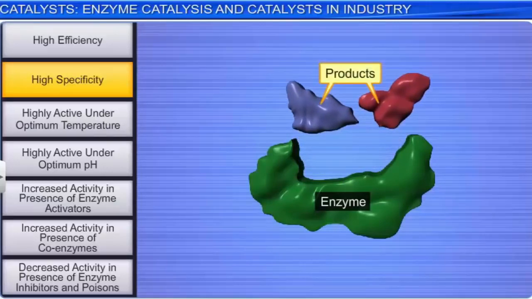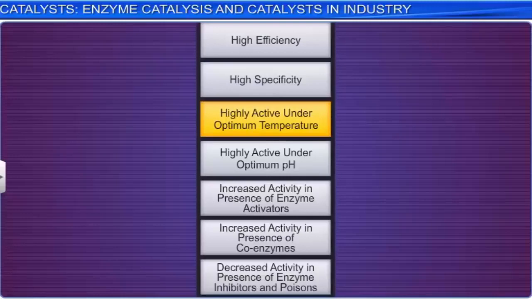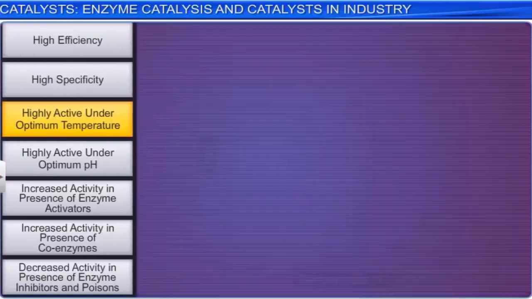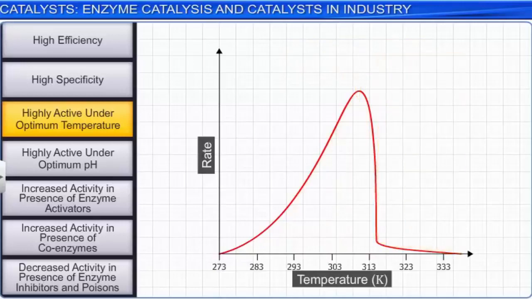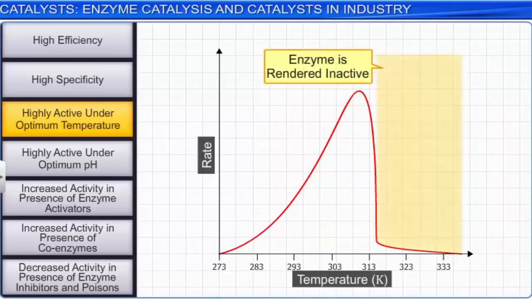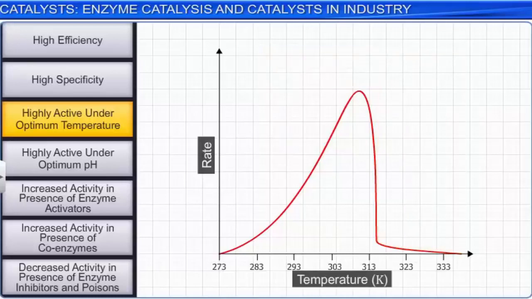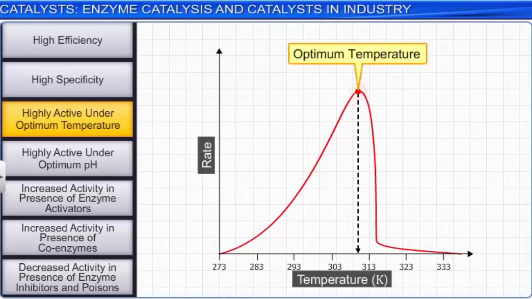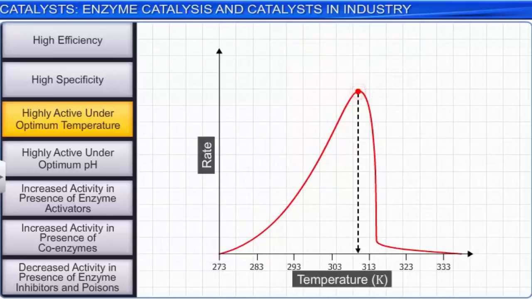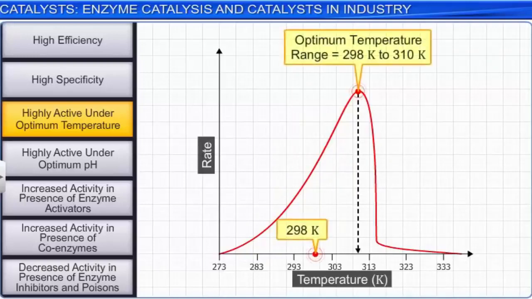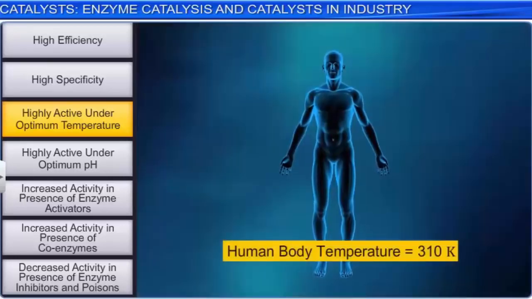Let us now discuss the effect of temperature on enzyme activity. Every enzyme has a temperature range of optimum activity. Outside that temperature range, the enzyme is rendered inactive. At a definite temperature, the rate of reaction reaches its peak. This is called the optimum temperature of the reaction. On either side of the optimum temperature curve, enzyme activity decreases. The optimum temperature range for enzymatic activity is 298 Kelvin to 310 Kelvin. The temperature of the human body, 310 Kelvin, is suitable for enzyme-catalyzed reactions.